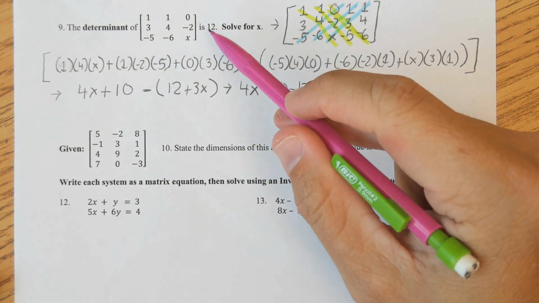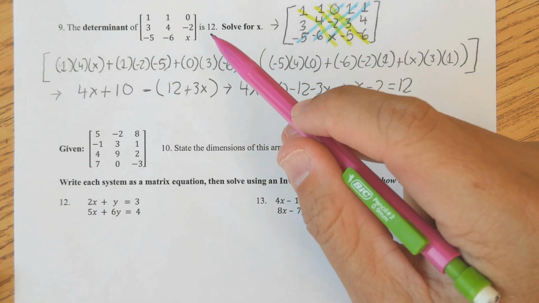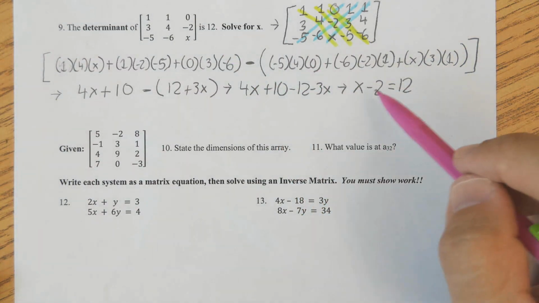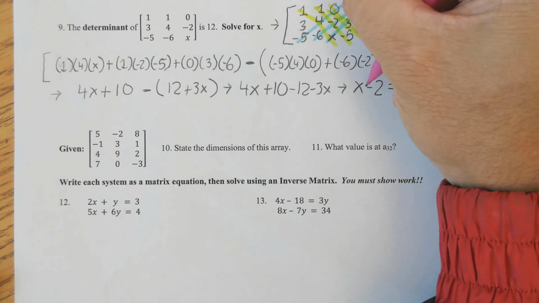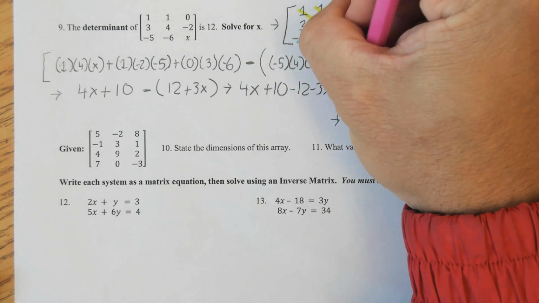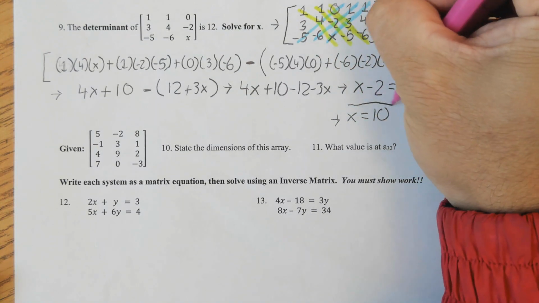So whatever I get, if I get this question on the test, whatever this is equal to, we're going to set our final little part equal to, and we're going to solve for x. So what is x minus 2 equals 12? You end up finding out that x is equal to 10.